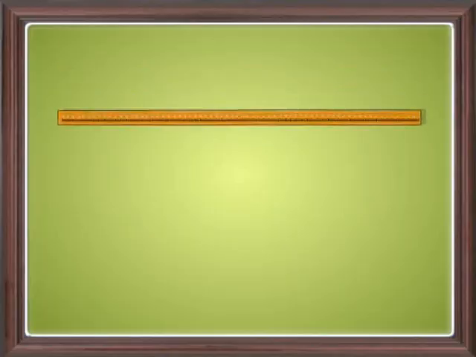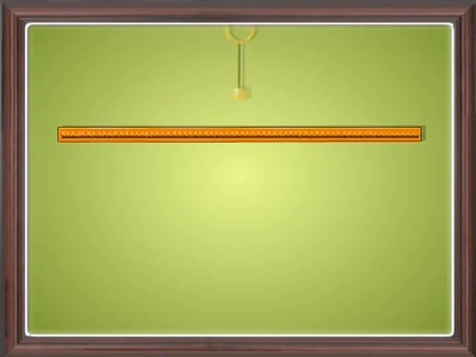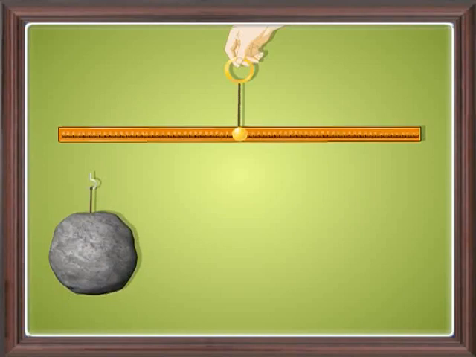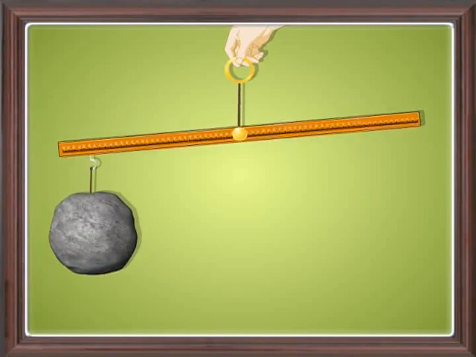Now, let us find the weight of the body by the principle of moments by an experiment. Take a meter scale. Suspend it from a stand by means of a loop of thread, at its center. Suspend the body, whose weight is to be found out, by means of a loop of thread on one side of the meter scale. Take a known hanger weight and suspend it on the other side of the meter scale.